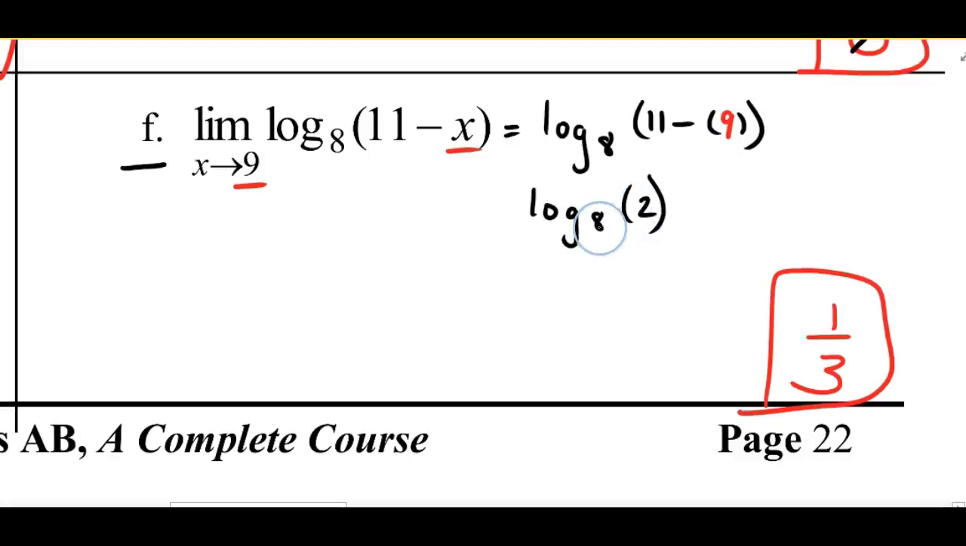So with my log, I'm asking 8 to what power equals 2? And I like to do this by rewriting to have the same base. How could I rewrite 2 in terms of 8? Well, 2 is the cube root of 8. So I could rewrite this as log base 8 of 8 to the 1/3. Then I'm asking 8 to what power equals 8 to the 1/3 power? And the answer is 1/3.